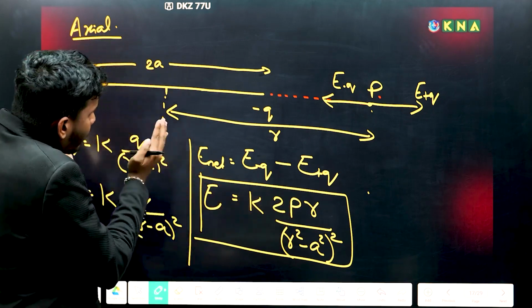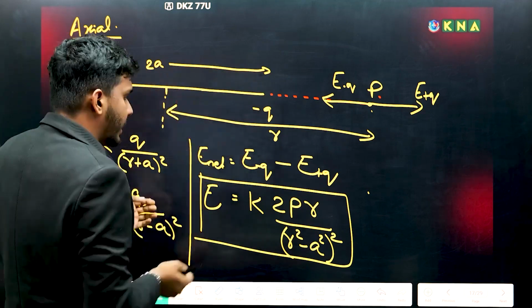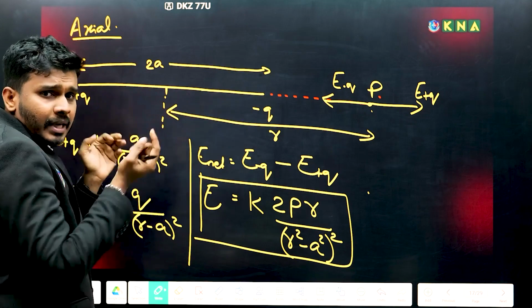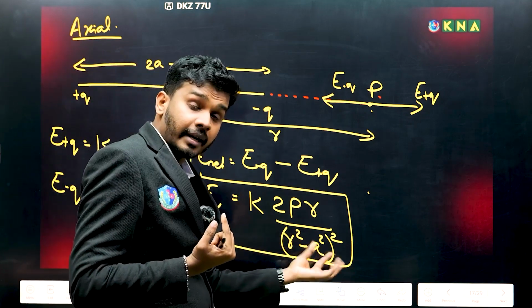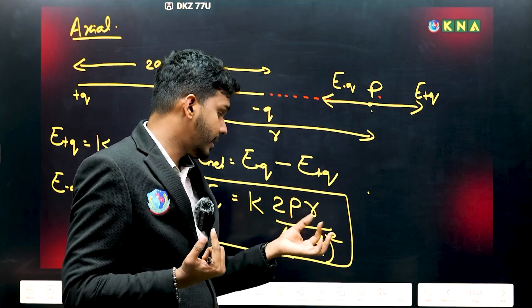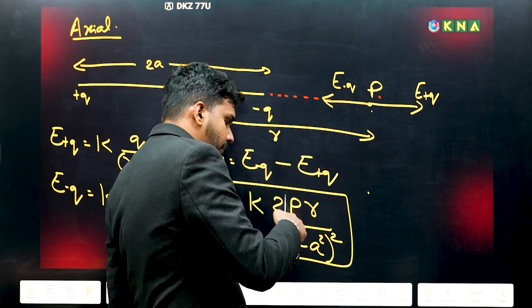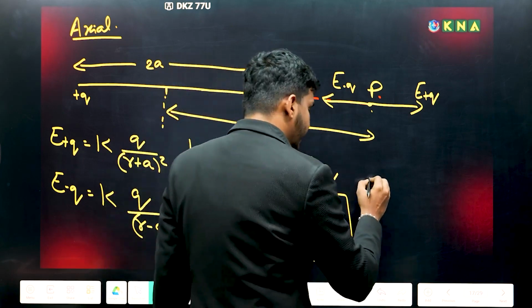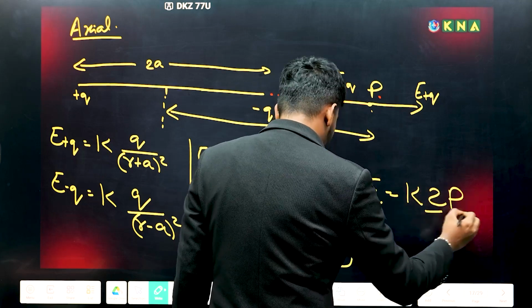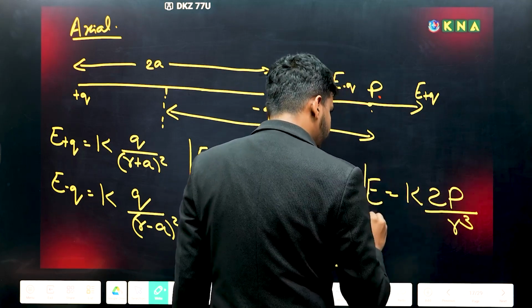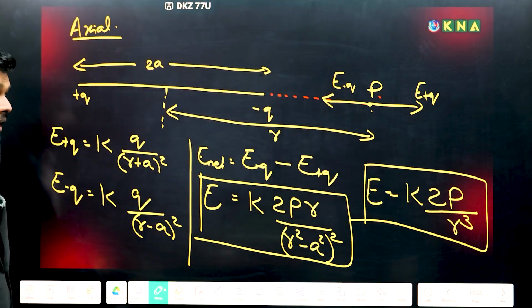Then if this dipole is very short, A becomes very small, so we can neglect the A. If you neglect the A, this becomes R raised to 4, and R cancels. Then electric field E is equal to K into 2P by R cube.